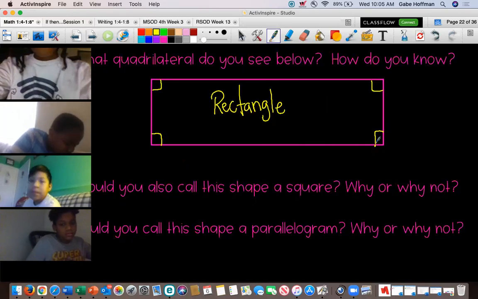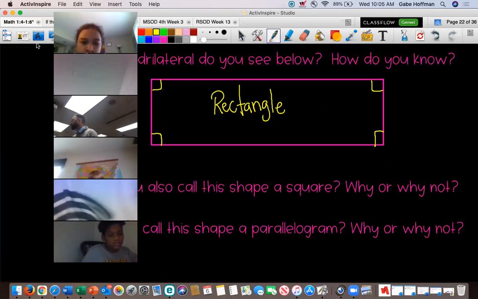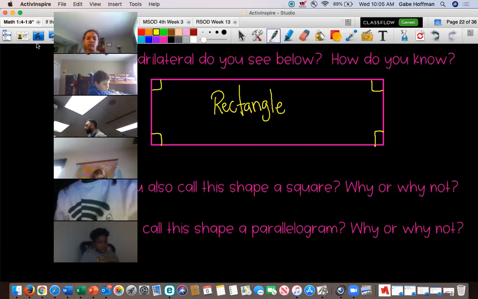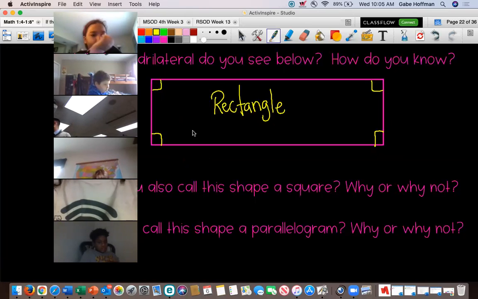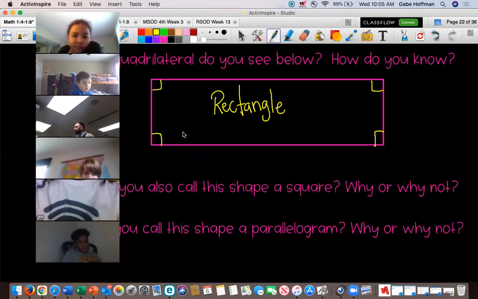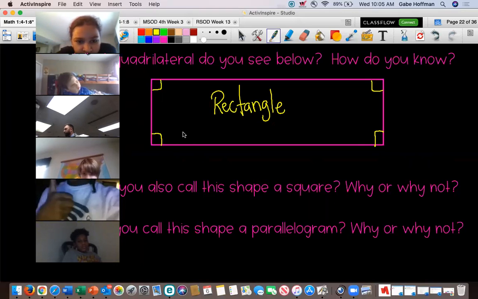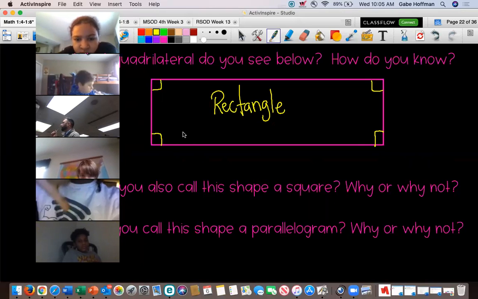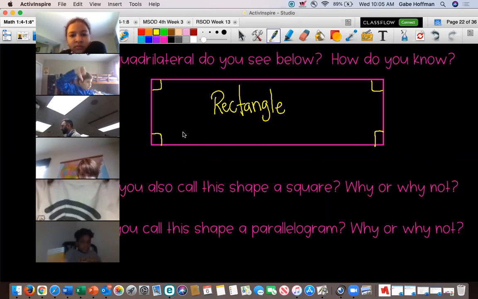I want you to give me a thumbs up or a thumbs down. Can we call that shape that we're looking at, can we call that quadrilateral a square? Yes or no? Okay. Can we call it a square? Asil, you immediately gave me a thumbs down. All right, but I should see everybody. I didn't see 1, 2, 3, 4, 5 people tell me whether or not they thought that could be called a square.